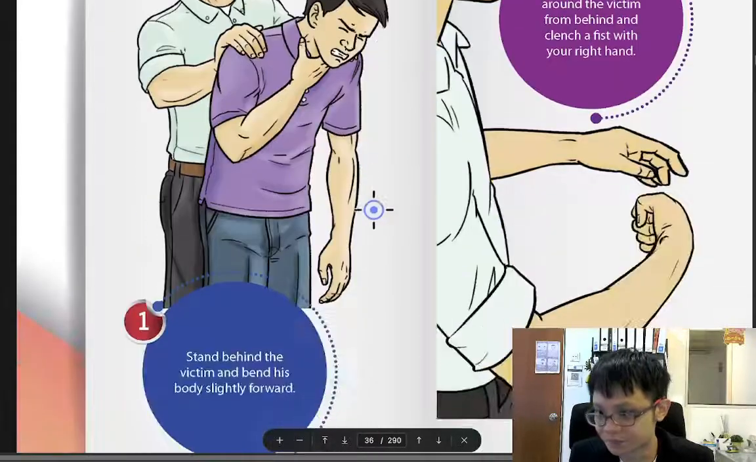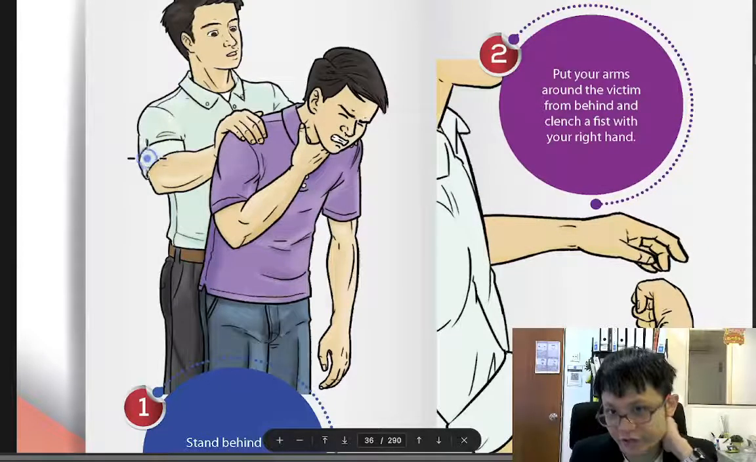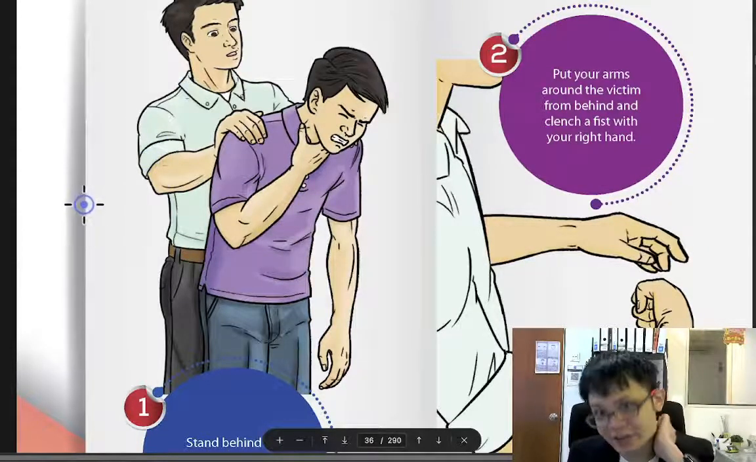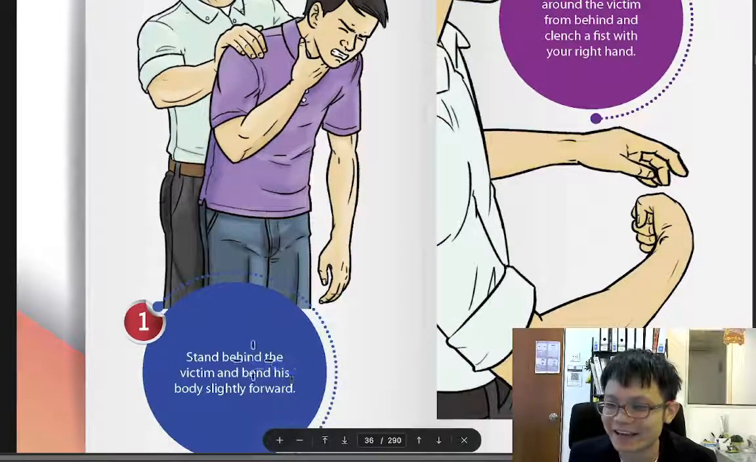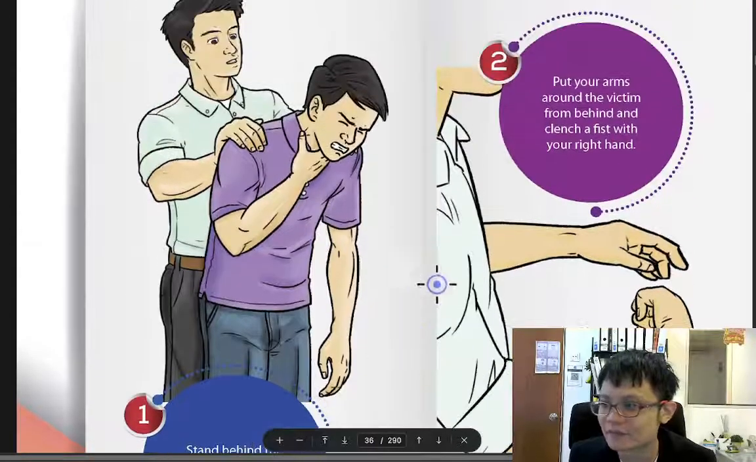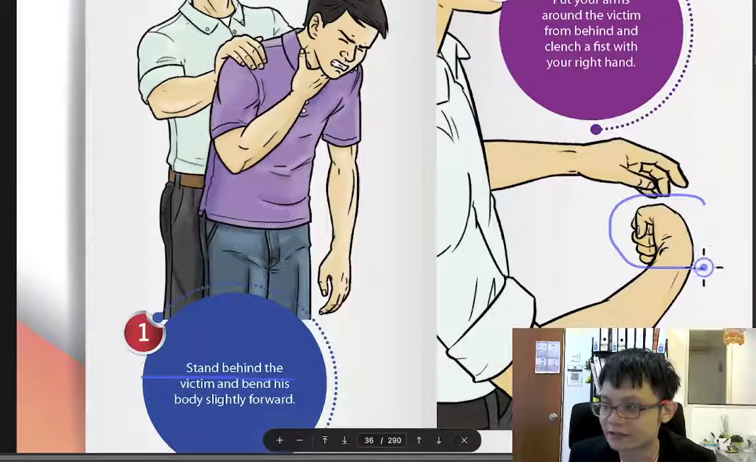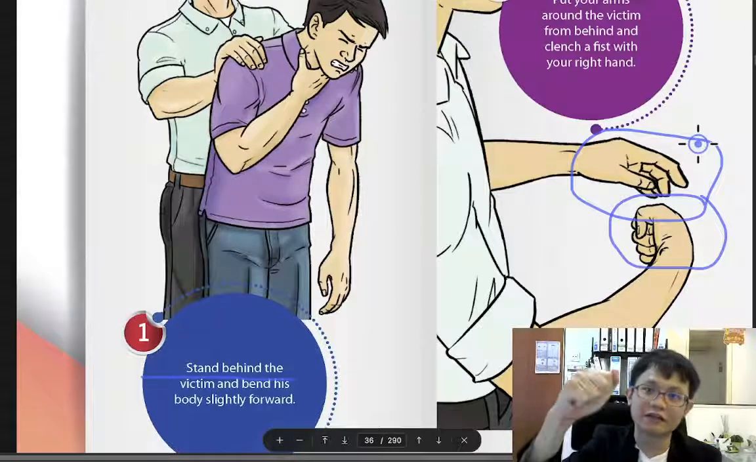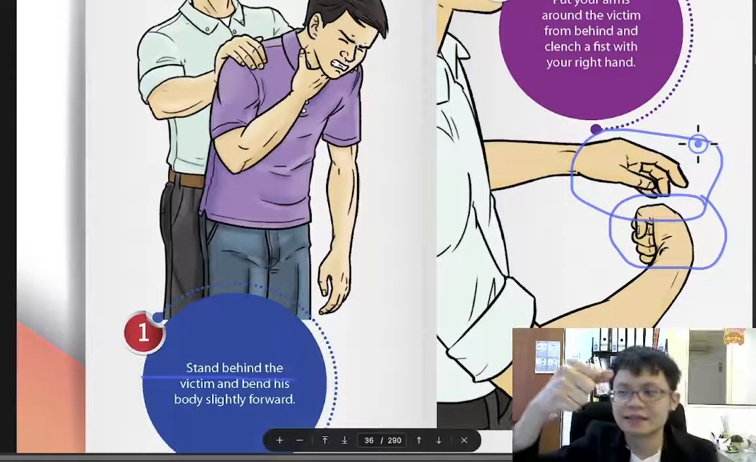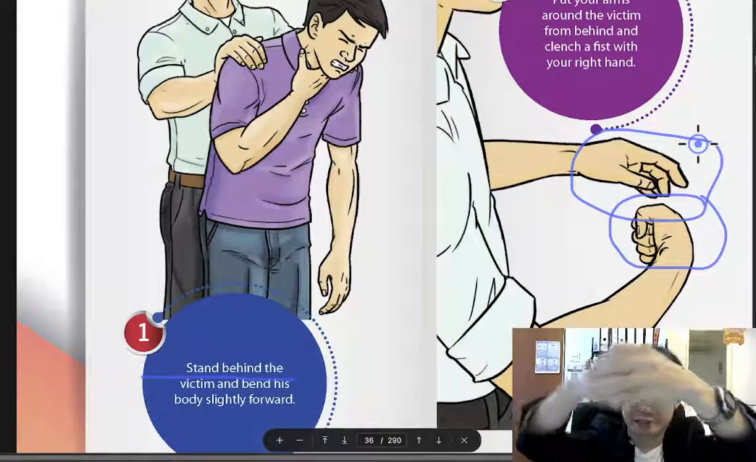Okay, the first thing you should do is go behind the person. If you are St. John or Bulan Sabit, you can try this on your friend or your brother. If he vomits out, I think it's very good. Stay behind the person. Put your arm around the victim from behind. Your hand needs to do like this. Usually I do like this, whatever. And then you use the other hand, you hold like this, so it becomes a fist.